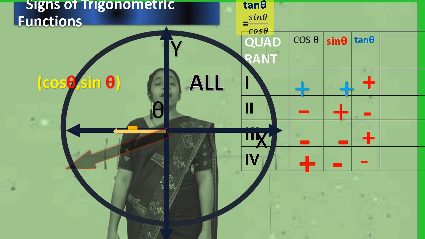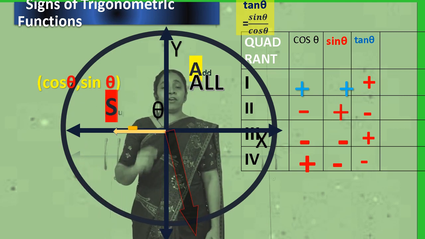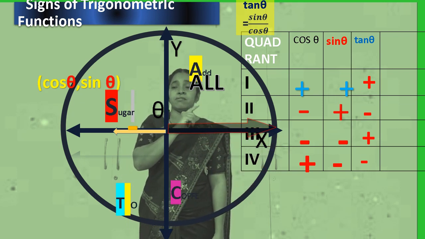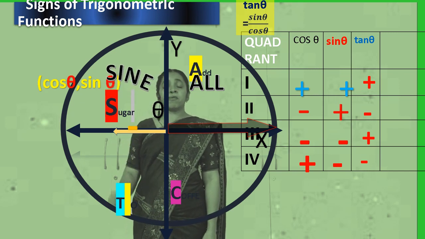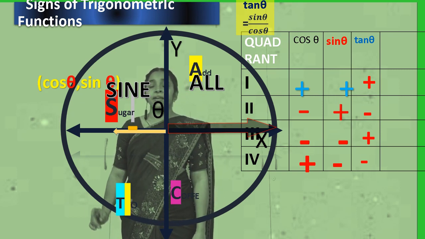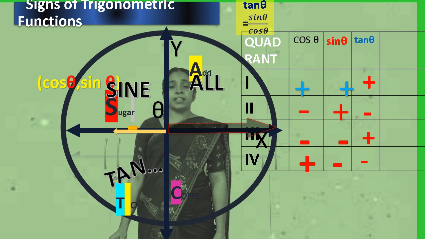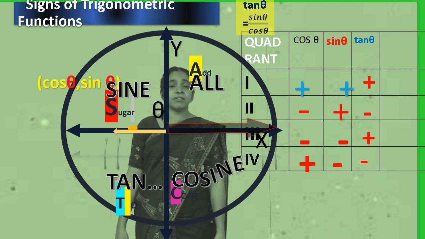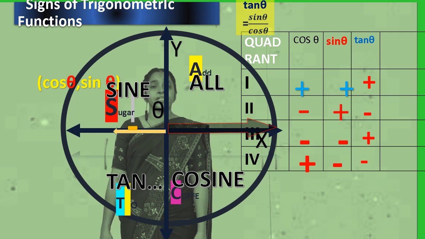To remember this, you can remember one sentence. Add sugar to coffee. A stands for all trigonometric functions positive in the first quadrant. S stands for sine and its reciprocal function cosec positive. All the other trigonometric functions are negative in the second quadrant. In the third quadrant, T stands for tan and cot positive, others are negative. And in the fourth quadrant, C stands for cos and its reciprocal sec positive, all the other trigonometric functions are negative.